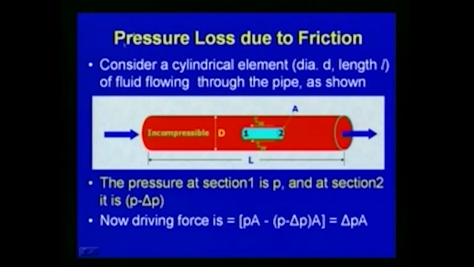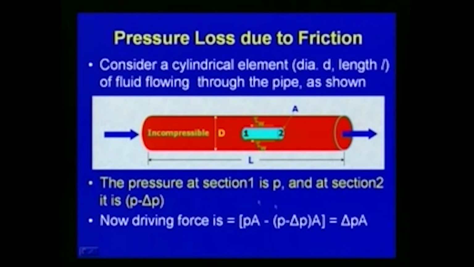So, if you consider a cylindrical element, say of diameter d and length L, of flowing fluid through the pipe as shown in this figure. So, here this is the pipe flow in this direction, and we consider the incompressible fluid flow. So, d is the diameter of the pipe and say the shear stress is tau. So, the pressure at section 1 is P and at section 2 is P minus delta P.